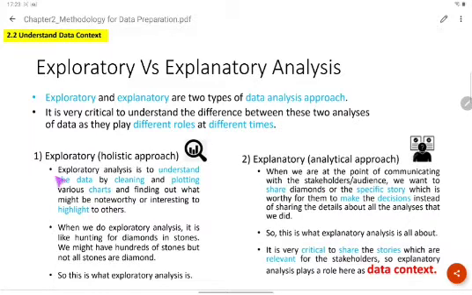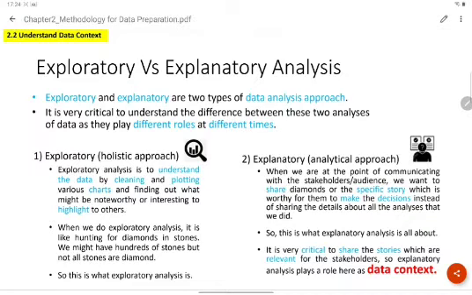So we have two types of analysis here. The first is exploratory, which is a holistic approach, and the second is explanatory, which is an analytical approach. We go to the first one first, which is exploratory. What is exploratory? Exploratory analysis is to understand the data by cleaning and plotting various charts and finding out what might be worth or not worth highlighting to others.